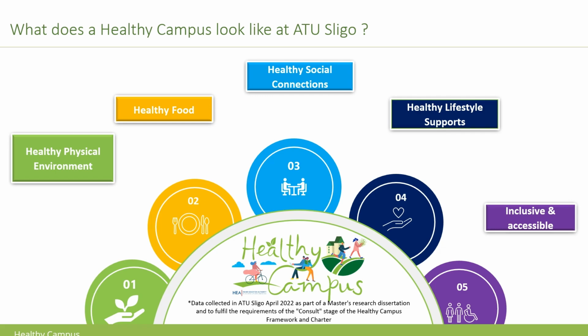We were doing a consultation anyway as part of the Healthy Campus framework, and I needed to do a master's project. So I undertook a project that involved data collection and gathering what people on our campus felt a healthy campus was. And these are the 5 elements or pillars that were identified here in Sligo. People wanted a healthy physical environment, healthy food, healthy social connections, healthy lifestyle supports, and they felt that a healthy campus should be inclusive and accessible.